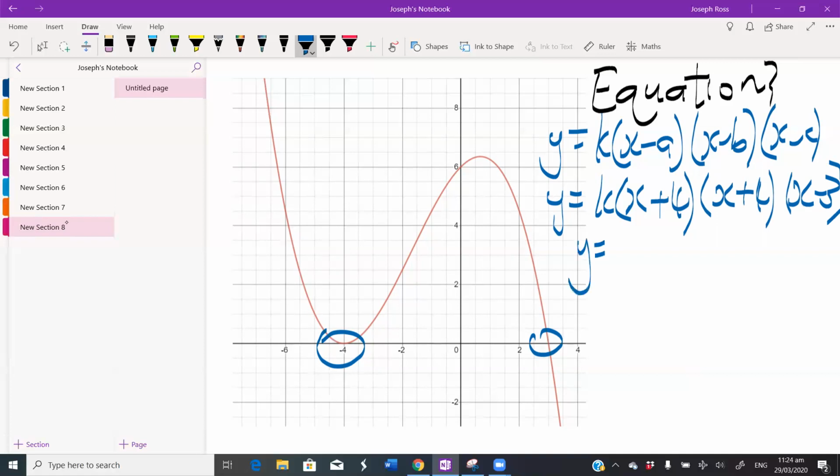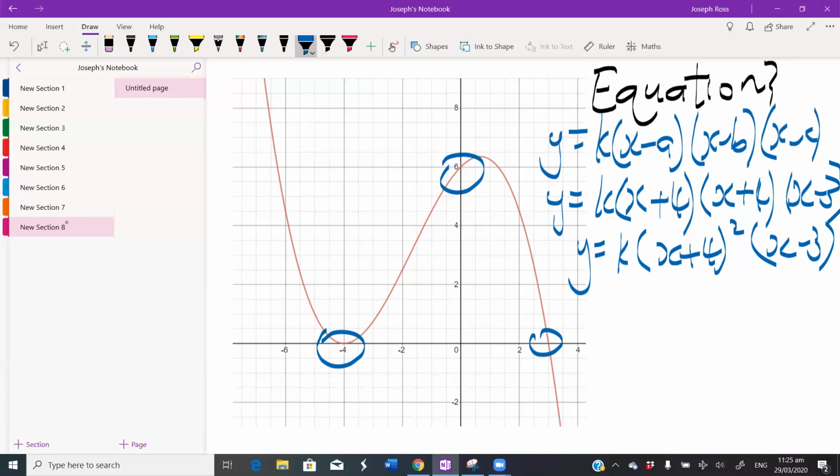Let's tidy this up a little bit. That's going to be x plus 4 times x plus 4 is x plus 4 squared multiplied by x minus 3. Now, we do have a separate y-intercept here, which is again at 6. So that means that we are free to use the y-intercept with this question. We weren't in the previous question, but here we can.